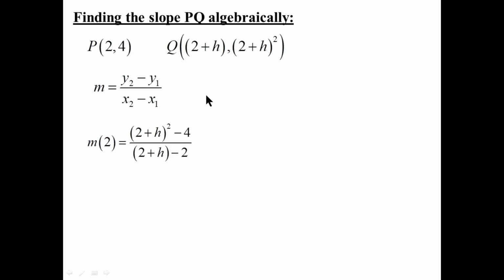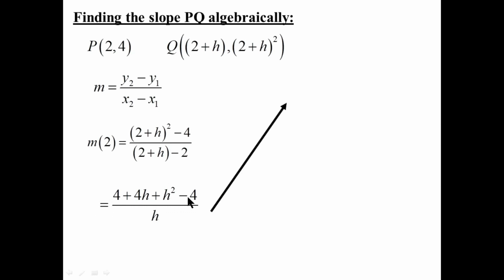Now the algebra part is pretty easy. Squaring a binomial, 2 squared, then double the product, plus h squared, there's that minus 4. And this 2 and this minus 2 offset each other, leaving behind just h.